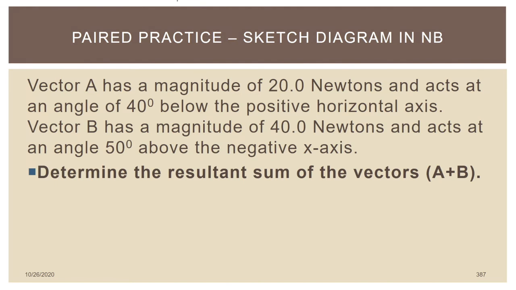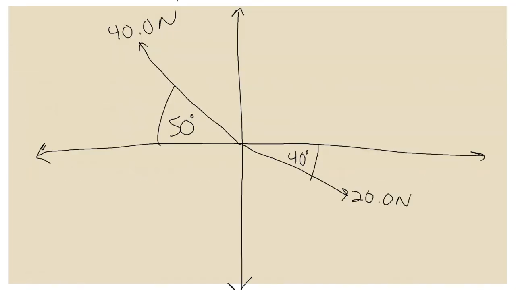Okay, so your sketch should look a little bit better than this, but hopefully should look something like this. So we have our 20 Newton vector, as it says, 40 degrees below the positive x-axis. And we have our 40 Newton vector, 50 degrees above the negative x-axis. And so your sketch should look a little something like this.